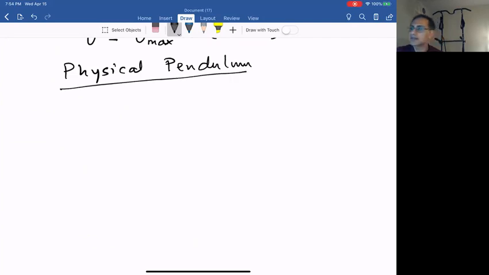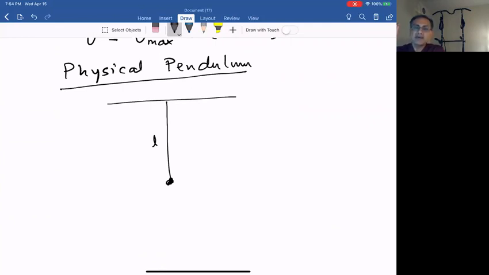Okay, so what is a physical pendulum? You're all familiar with the simple pendulum. We've talked about the simple pendulum many times. The simple pendulum consists of a massless string of length L and a point mass. So you're making the system as simple as possible. You're making the string completely massless, and you're making the point mass have no spatial extent.